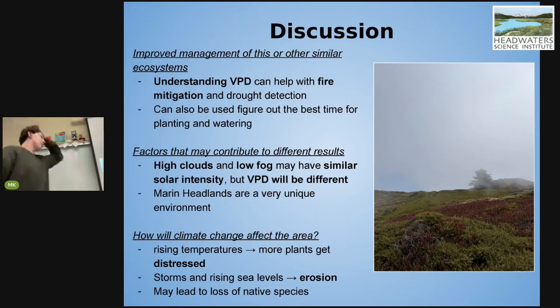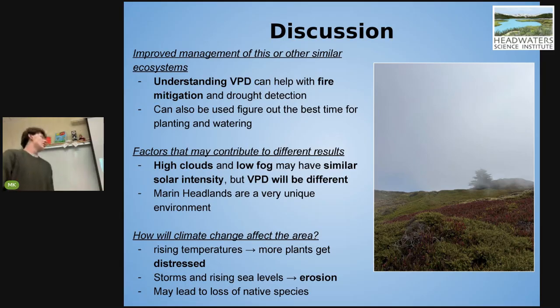If we were to do this experiment in a different place, although we might have similar solar intensity, the fog is very key to understanding our data. With high clouds, there's going to be the same solar intensity, but different humidity in that actual area. Whereas with low fog, there's going to be more humidity in the air, which will lead to different VPD because it's a measure of the difference in terms of humidity as well. And as stated again, Marin Headlands is very unique, and there's a bunch of streams that are also providing nutrients and water to these species.